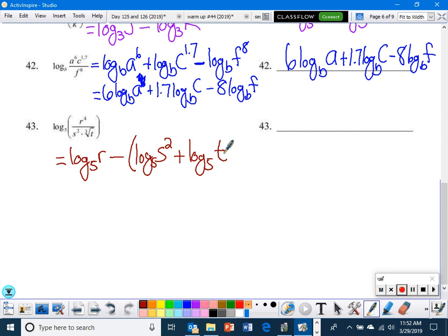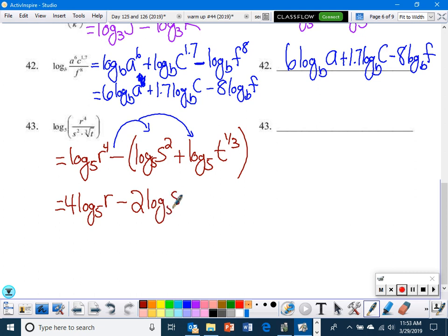The cubic root of t I'm going to write as t to the 1/3 power. Again, notice how I grouped the bottom part, the s squared, and the t to the 1/3. That needs to be grouped because then what happens is this minus sign gets distributed. So when I rewrite this, I write it like this. That's a minus sign now.